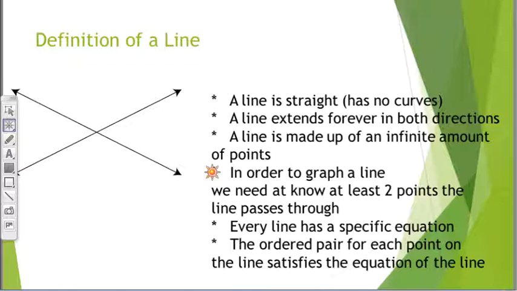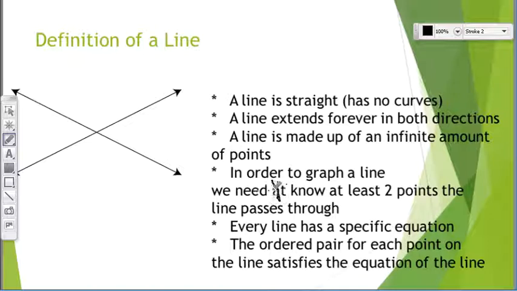So in order to graph a line, we need, oh you guys, this is a grammar mistake right here. This should say we need to know. So sorry, that's probably wrong on your notes as well. We need to know at least 2 points the line passes through. Every line has a specific equation, and the ordered pair for each point on the line satisfies the equation of the line.